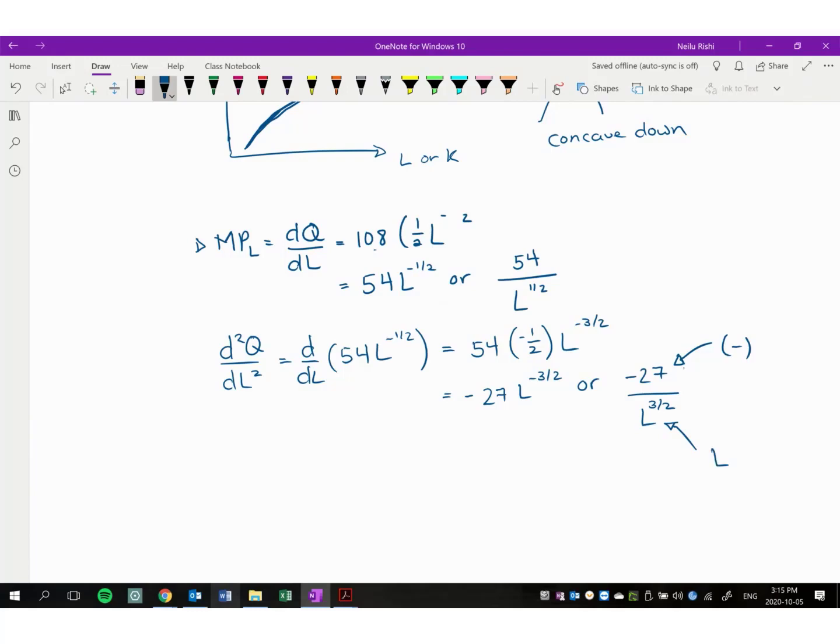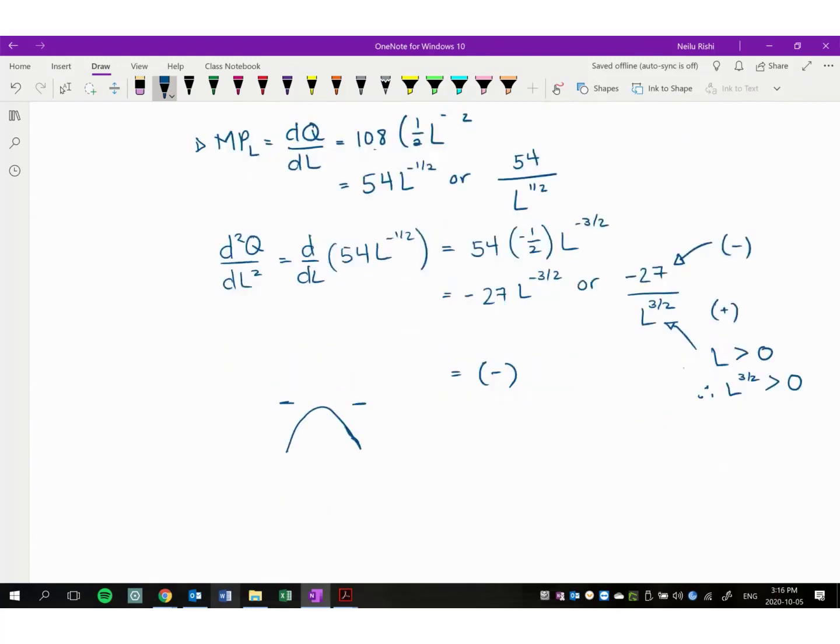L, labor, is always greater than 0. Therefore, L to the power of 3/2 would also always be greater than 0. The very nature of labor implies that this is always positive. Therefore, this is always going to be positive. Thus, this is always going to be negative. Over the range of values where the second derivative is negative, the law of diminishing returns applies. Questions on that?